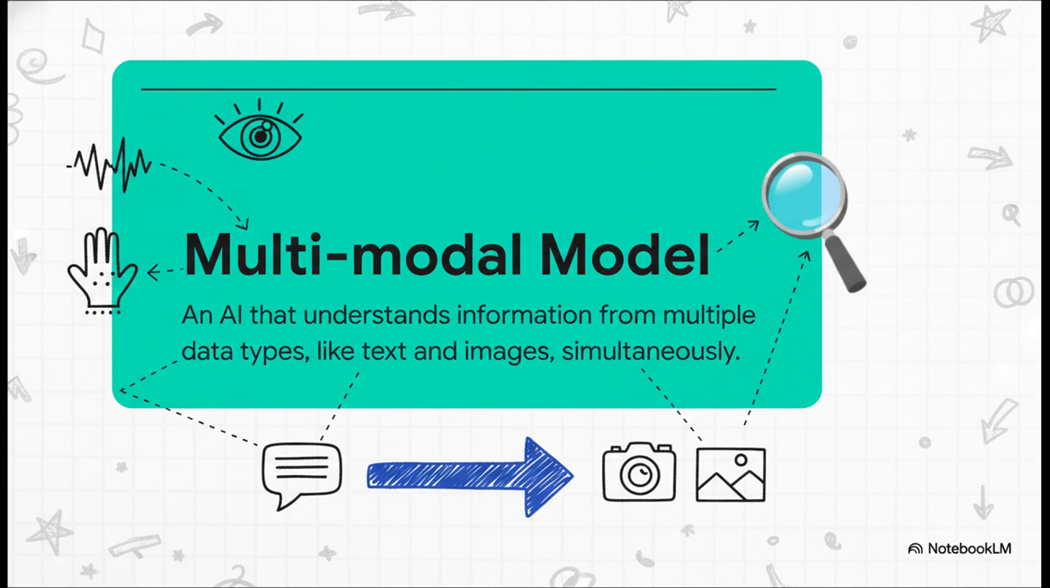I mean, think about it. You don't just understand the word dog from a dictionary. You connect it to what a dog looks like, what it sounds like, the experience of petting one. Multimodal AI is trying to do the same thing, connect different types of data, in this case text and images, to build a much richer, more complete understanding.